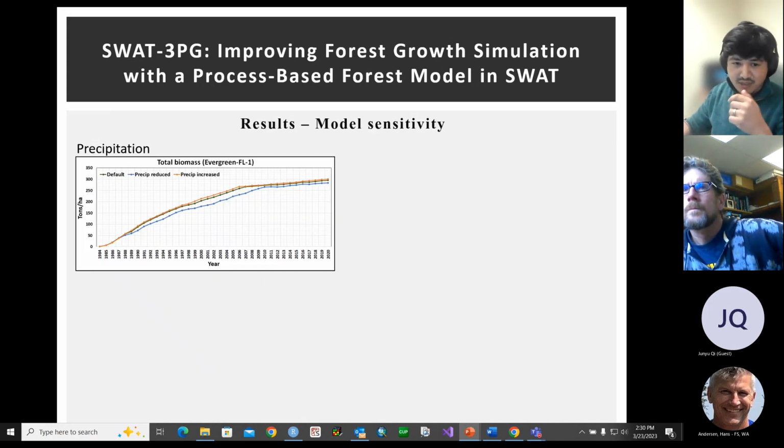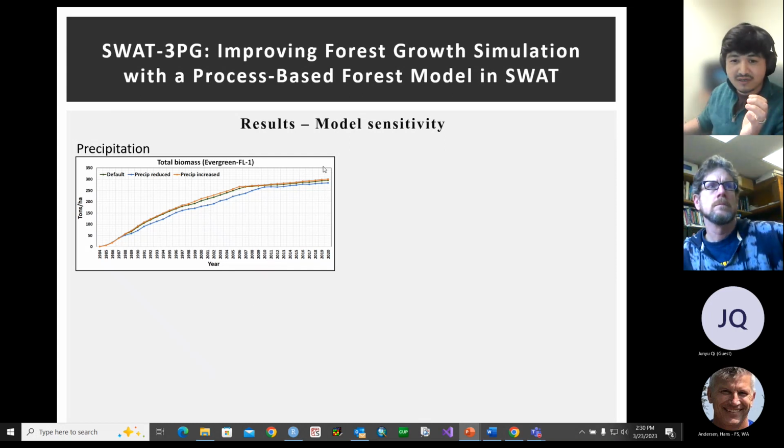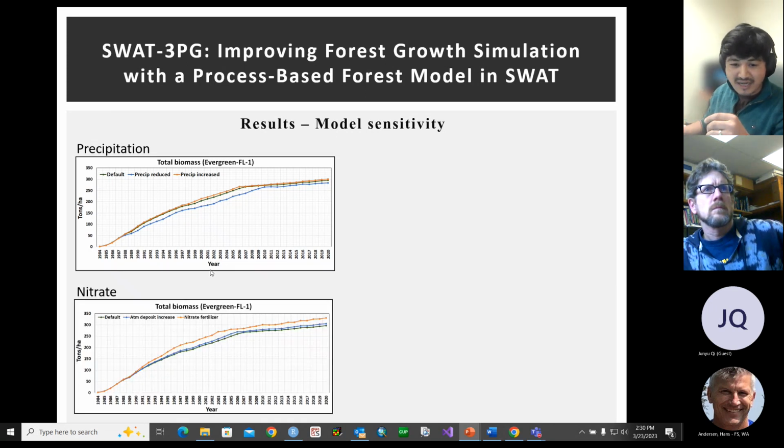After that, as I mentioned, we did some sensitivity analysis, right? We used the calibrated model for the evergreen forest, Florida one site, as the baseline, and then we increased precipitation by a certain percent, we decreased precipitation by a certain percent, and we saw the expected change in biomass with change in precipitation, right? We also did a scenario with nitrate where we applied nitrogen fertilizer, and we also doubled the atmospheric deposition, just for a scenario, and we could see again the expected changes, right?